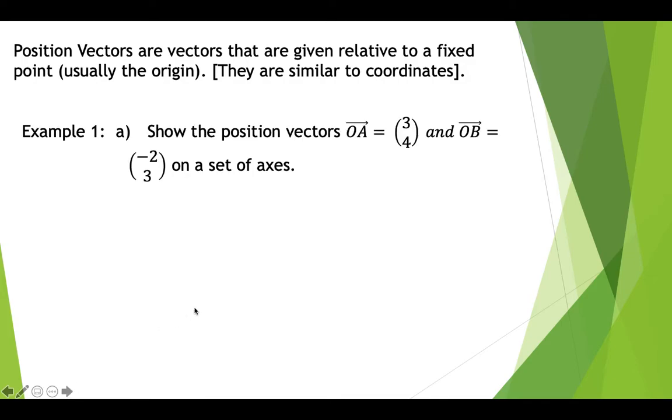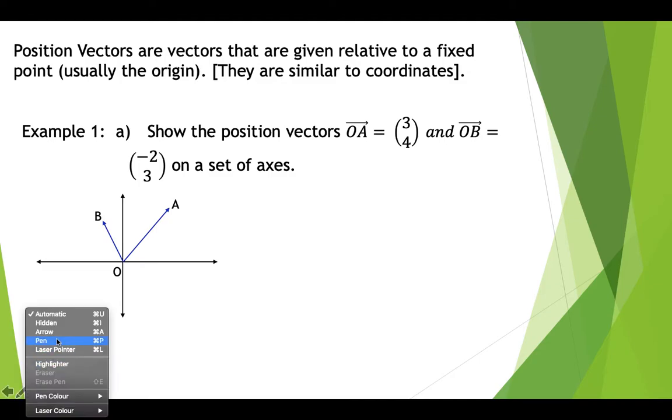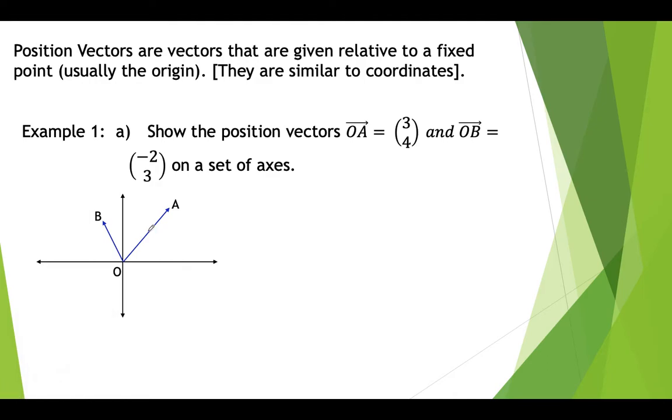So if I was to show the position vector OA and OB on a set of axes, we would draw our coordinate axes just as we normally would. Always label the origin as O, and then we can go ahead and do our points. So obviously A is going to be 3 across, 4 up, and B is going to be 2 to the left, 3 up. So when we're talking about the position, what we're actually saying is the actual point. So this point here for A, and this point here for B.